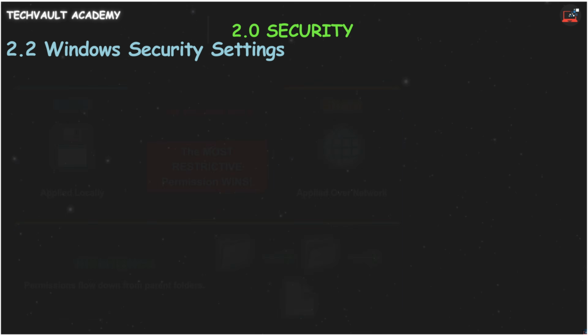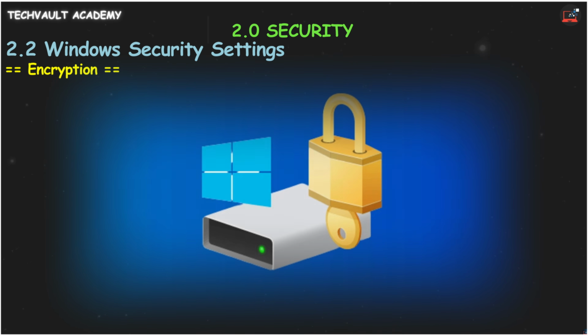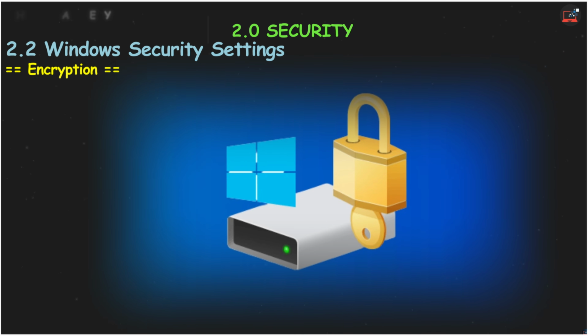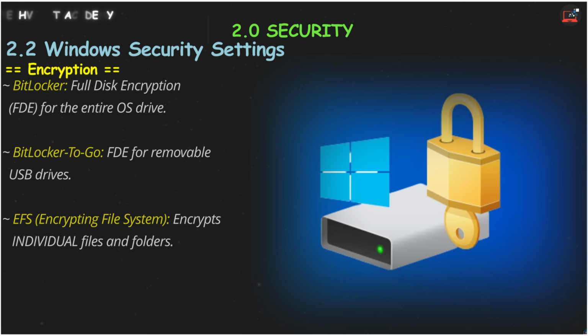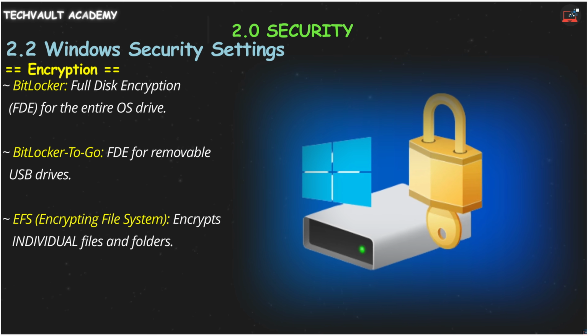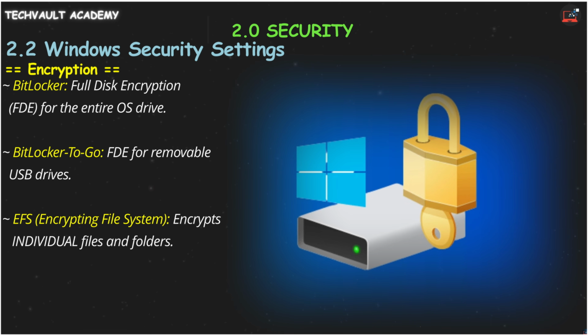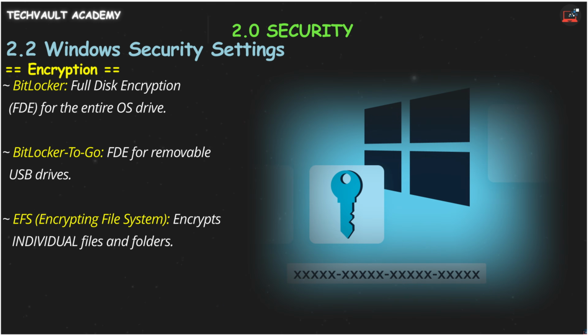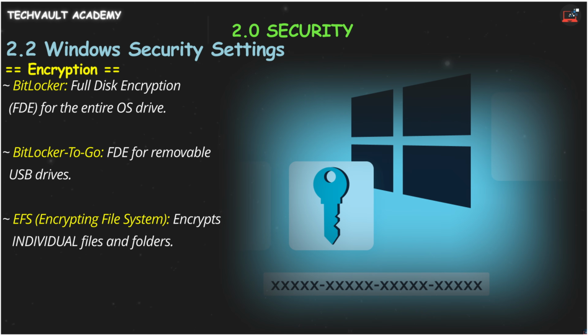For data protection, we use encryption. BitLocker is a full-disk encryption tool that scrambles the entire operating system volume. If the drive is stolen, the data is unreadable. BitLocker To Go extends this protection to removable USB drives. For more granular control, you can use Encrypting File System, or EFS, which encrypts individual files and folders, tying them directly to your user account credentials.